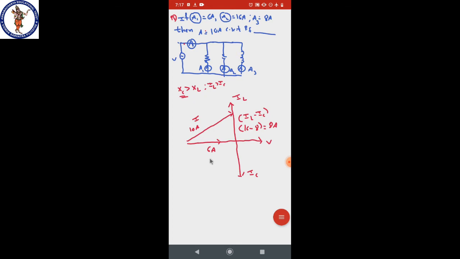Now I will get the power factor of the circuit. What is cos phi? This is the angle theta. Cos phi equals adjacent by hypotenuse. What is the adjacent of the circuit? It will be 6. Hypotenuse, how much? He already gave 10 amperes. So power factor cos phi equals 6 by 10, which is 0.6. Here the power factor will be 0.6.